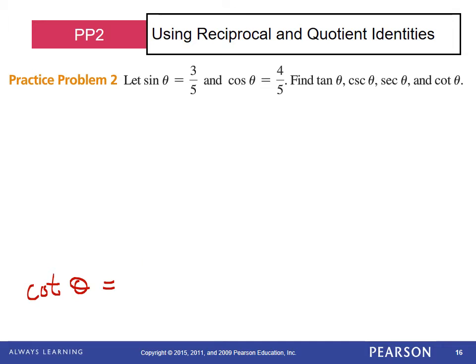Since I just figured out what tangent was, I can just do the tangent one. That's probably easier too. 1 over tangent theta, that's the reciprocal identity, and I just figured out the tangent is 3/4. So cotangent has to be 4/3, and done.